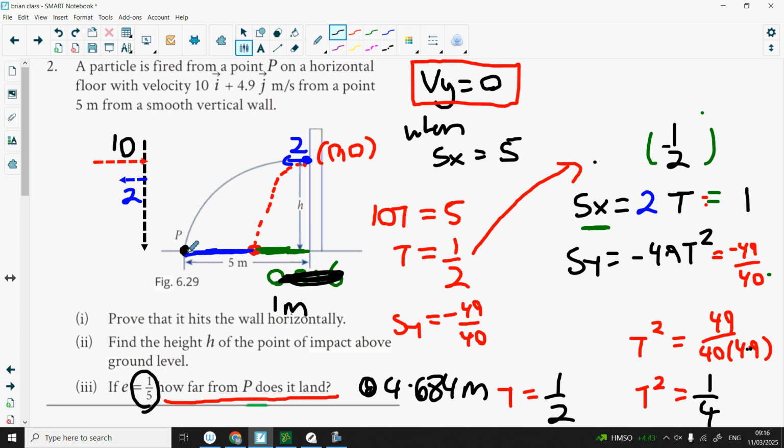And you notice the e value is a fifth. So it's a fifth of its original length. Sort of makes sense. And that means the blue distance is 4 meters. Yeah.